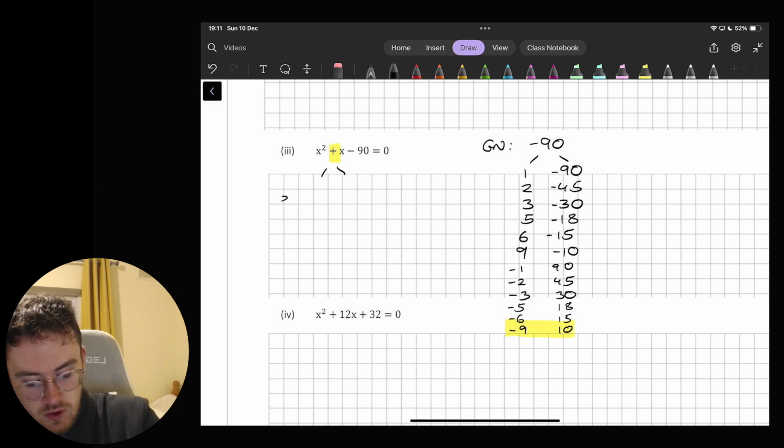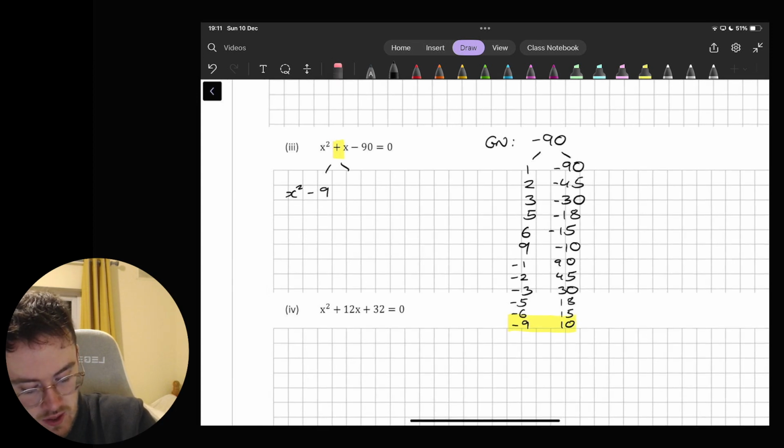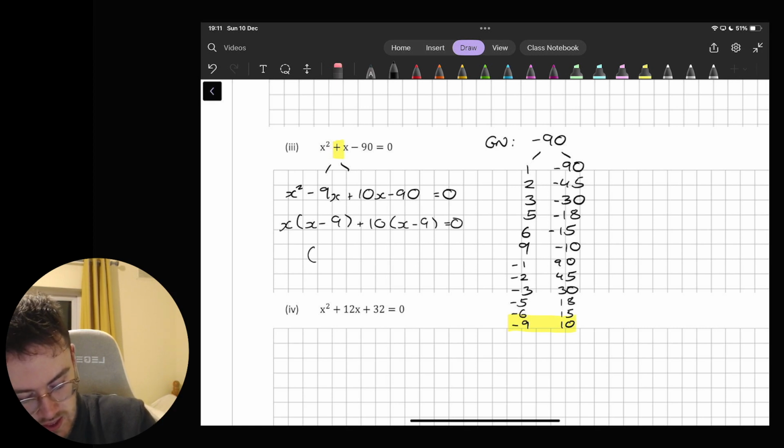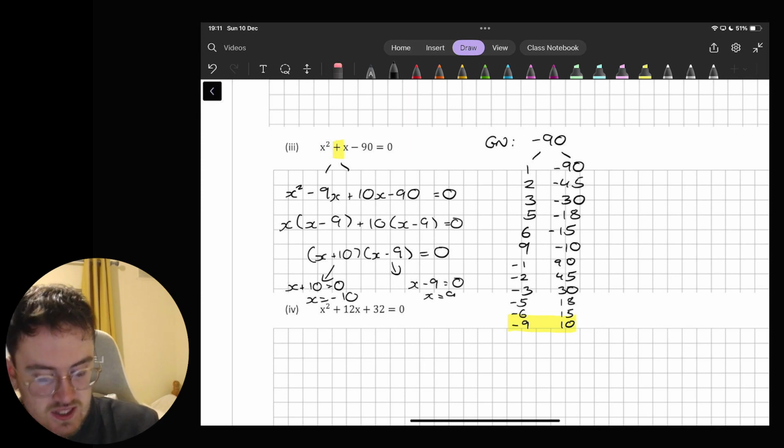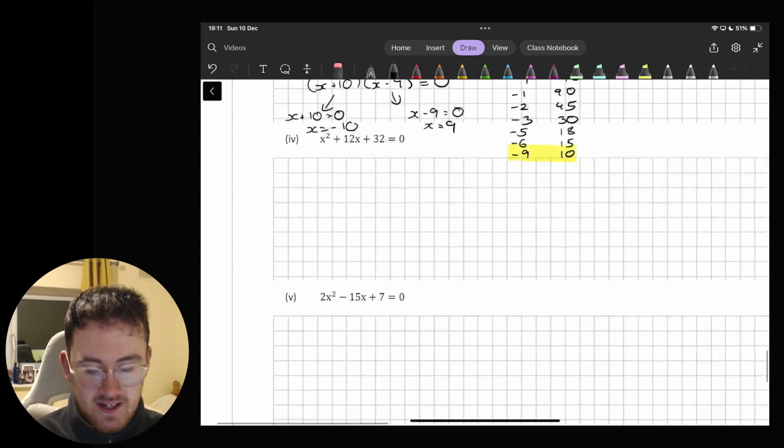Splitting out as before, or we can use that little trick we had for quadratics with a leading coefficient of 1, but we'll just do it out fully this time. Minus 9x plus 10x minus 90 equals 0. So x minus 9, plus 10, x minus 9. So I get (x plus 10)(x minus 9) equals 0. I'm then going to take each bracket and put it equal to 0. So x plus 10 equals 0 means that x equals minus 10, and x minus 9 equals 0 means that x equals 9.